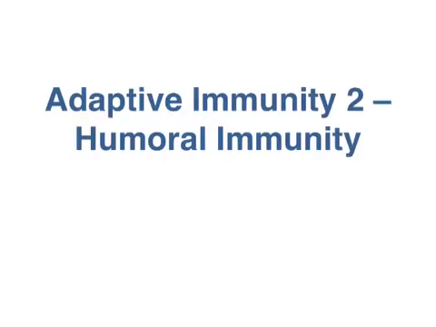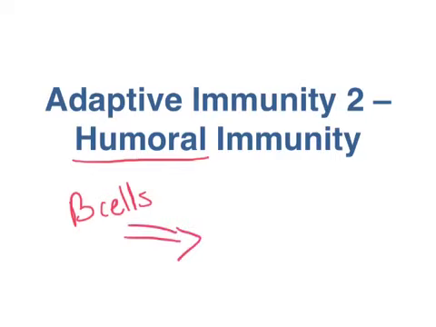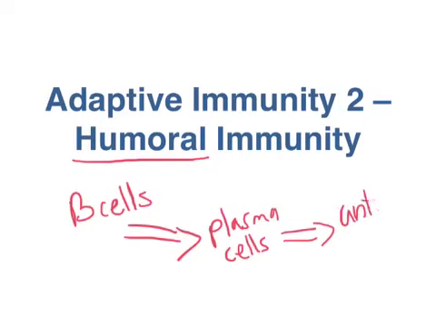In this video, we'll be talking about the humoral branch of the adaptive immune response. Now, when we're talking about humoral immunity, we're talking about what B cells do. And B cells, when they get activated, they become these little factory cells called plasma cells. And what plasma cells do is produce antibodies. That Y-shaped structure, that's what an antibody looks like.